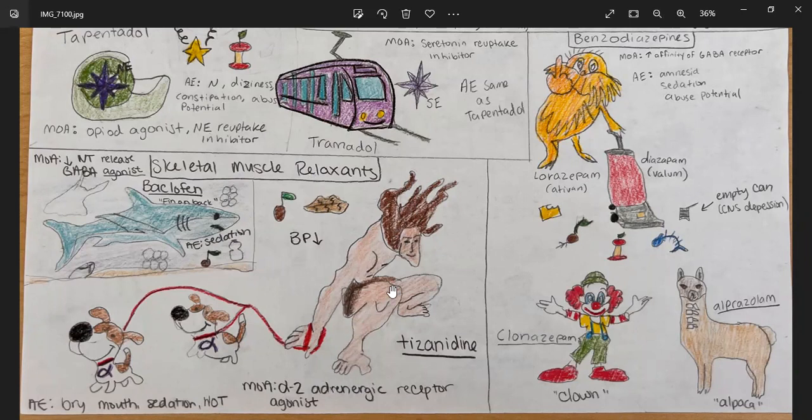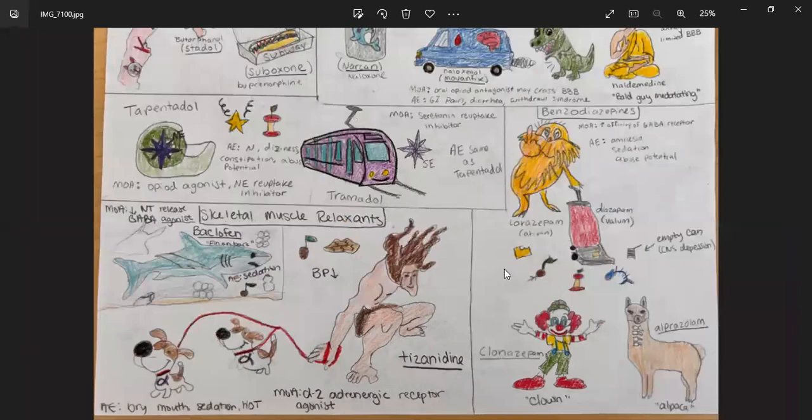And we have Tarzan here, and Tarzan is walking two alpha dogs. So Tarzan for tizanidine, he's walking two alpha dogs because this is an alpha-2 adrenergic receptor agonist. Adverse effects are dry mouth, so pretend Tarzan here has dry lips, sedation, and then it can make you hot, so red leash, I guess, and also probably drop your blood pressure.